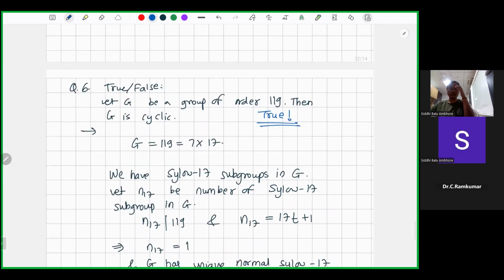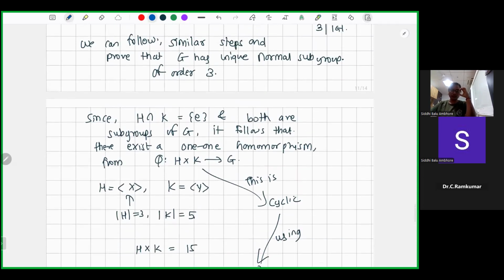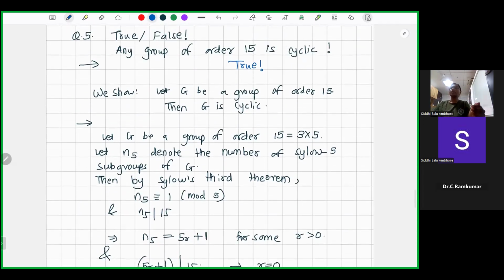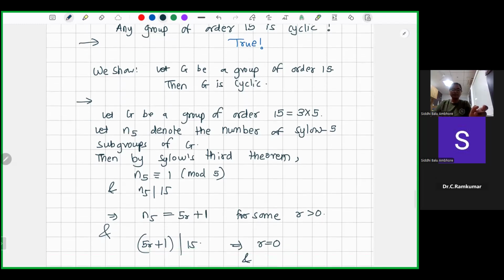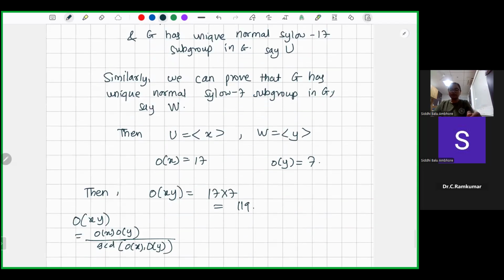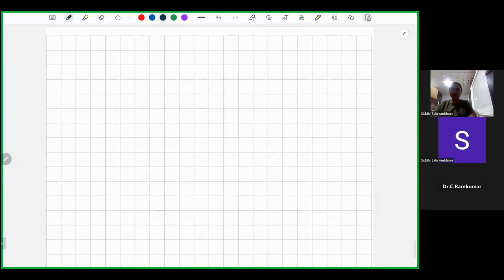So, does this always happen? Since we saw these two examples where I had a group of order PQ, and it turned out that they are cyclic. But does this always happen? If I have a group of order PQ, is it always cyclic? The answer is no, right?